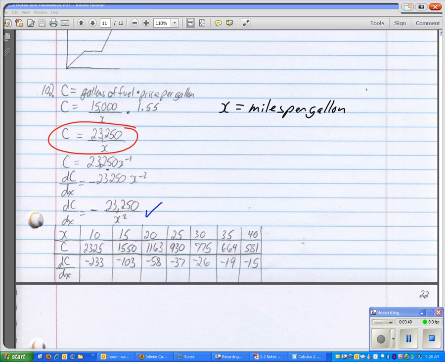When X equals 15, 23,250 divided by 15 gives us this cost. For the next one, put in a 20, we get this cost. For 25, we get this cost. And to nobody's great surprise, as your miles per gallon increases, your cost decreases. You could have guessed. I mean, you just know that, right? If you buy your own gas, you know that.